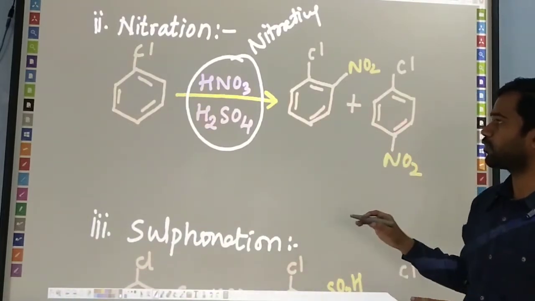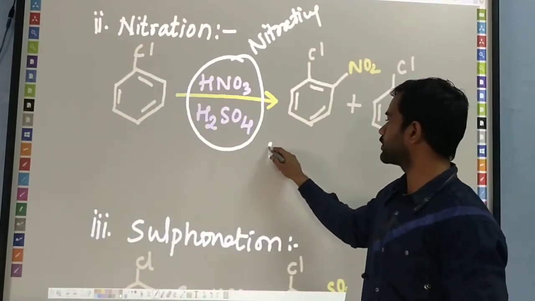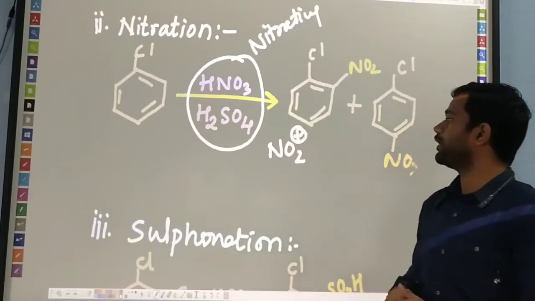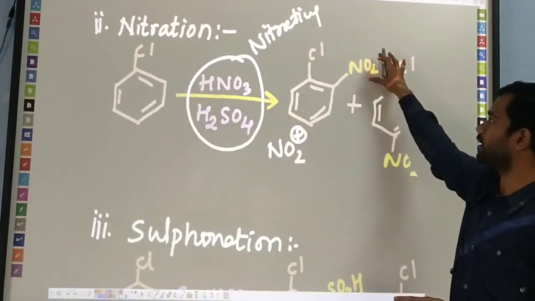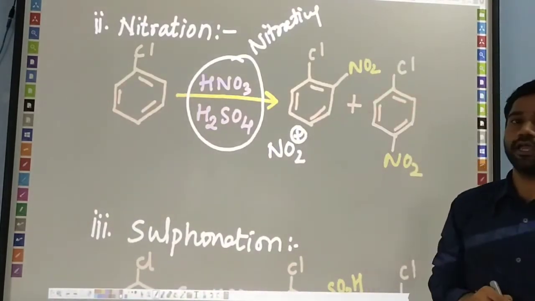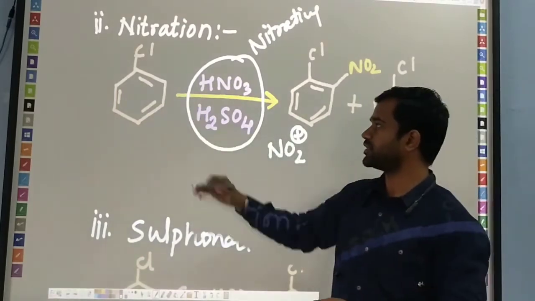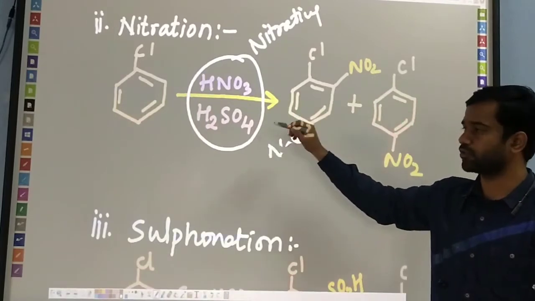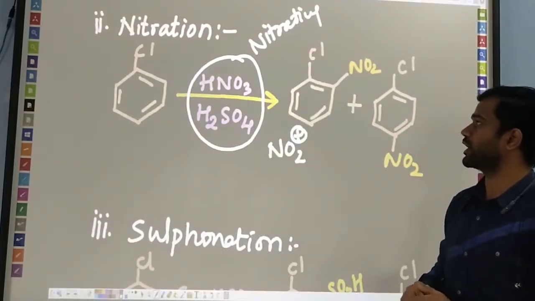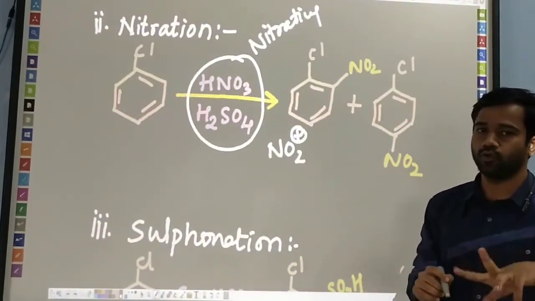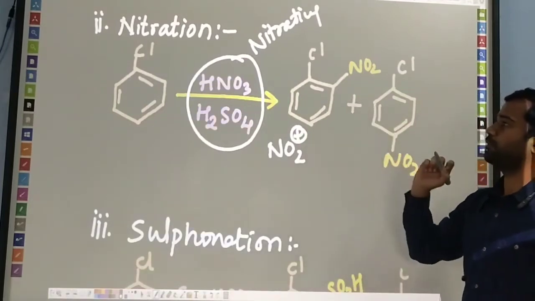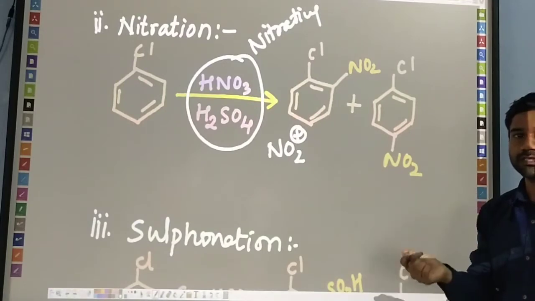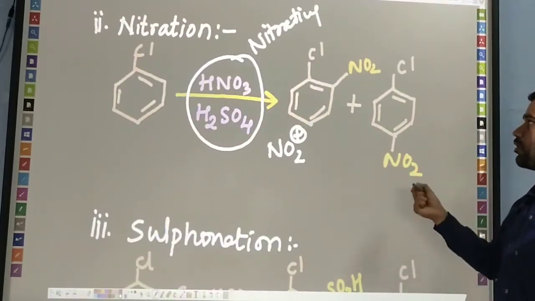What is the electrophile here? The electrophile here is NO2+. Here you can observe NO2 and here is also NO2. Chlorobenzene is going to react with the nitrating mixture, concentrated HNO3 and concentrated sulfuric acid, producing two products. I already said that one is going to be minor and one is going to be major. Can you tell which one is minor and which one is major here? Definitely you got the answer.